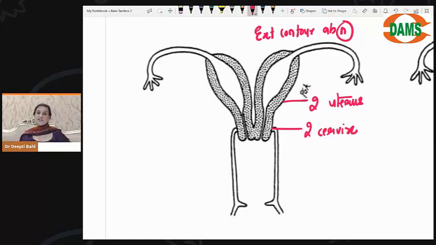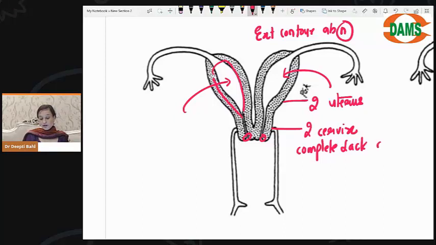Which means what has happened? Complete lack of fusion. So when there is a complete lack of fusion, two separate uteri have formed. One Mullerian duct has formed one uterus. The other Mullerian duct has formed the other uterus. And each uterus has its own cervix, right? This is complete lack of fusion.